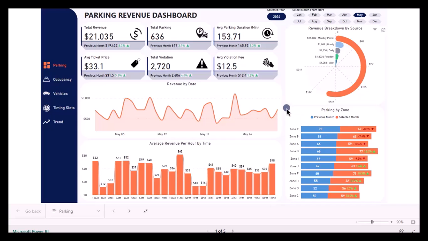So, the parking revenue dashboard is a must-have for any business owner in the parking industry. It helps you track revenue, optimize pricing, and improve the customer experience. Most importantly, it gives you the insights you need to make smart data-driven decisions.